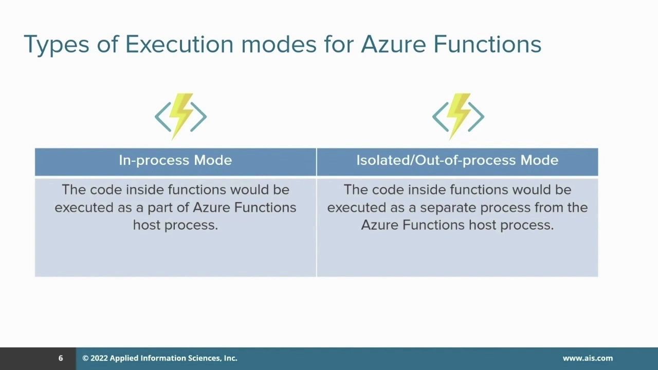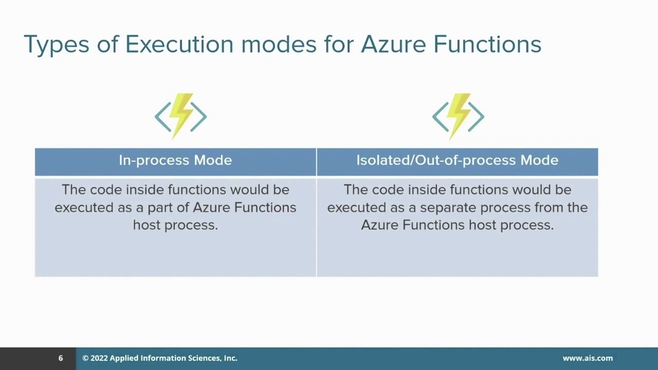While creating an Azure Functions application in in-process mode, the code which we will write in our function app would be executed as a part of the Azure Functions' own internal runtime process. When an application is created and executed in isolated or out of process mode, the code gets executed as a separate process from the host process.